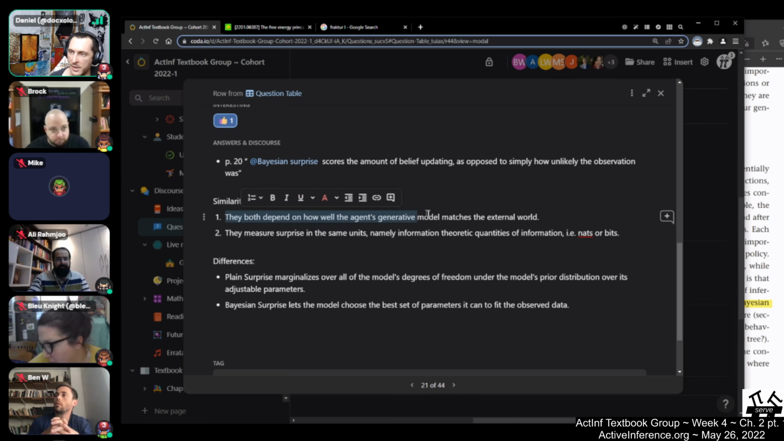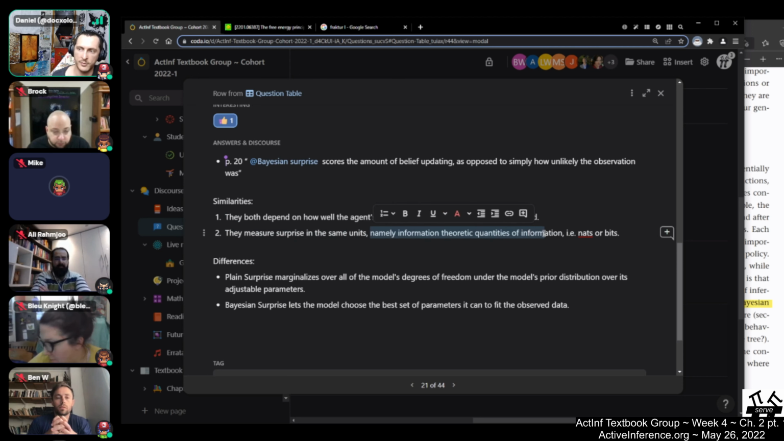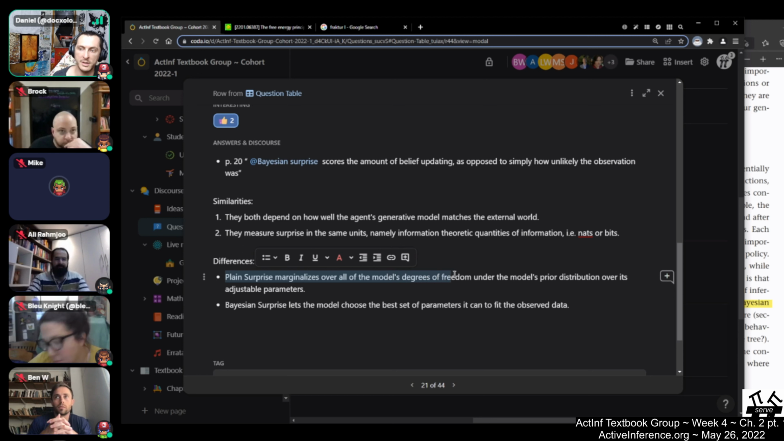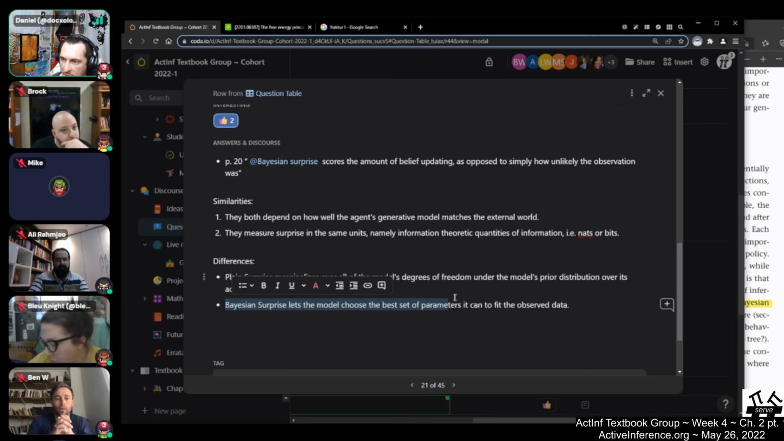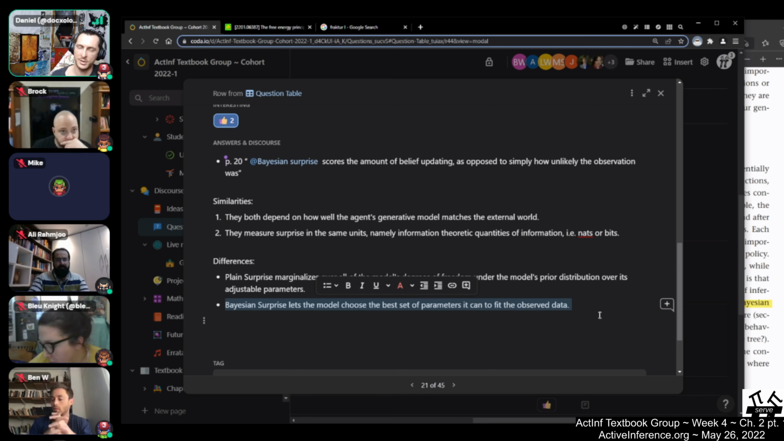Similarities: they both depend on how well the agent's generative model matches the external world. And they're both measured in the same units, which are information theoretic quantities, i.e. nats or bits. The difference is that plain surprise marginalizes over all the model's degrees of freedom under the model's prior distribution over its adjustable parameters. That would be great for someone to unpack. What does it mean to marginalize over the model's degrees of freedom? And then Bayesian surprise lets the model choose the best set of parameters it can to fit the observed data, and then measures how much of an update that was.